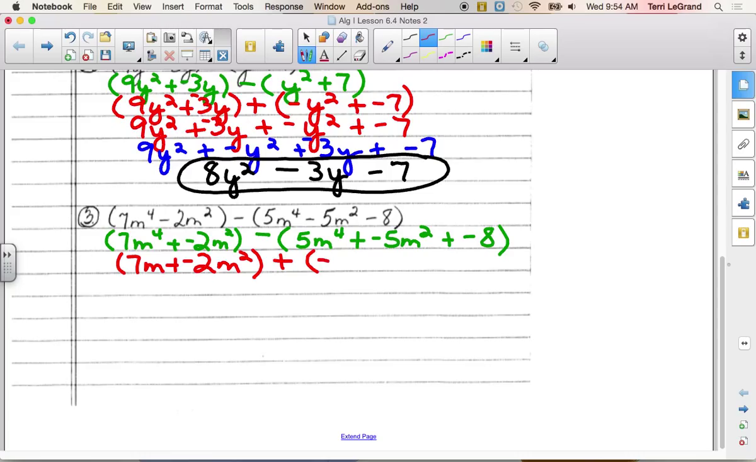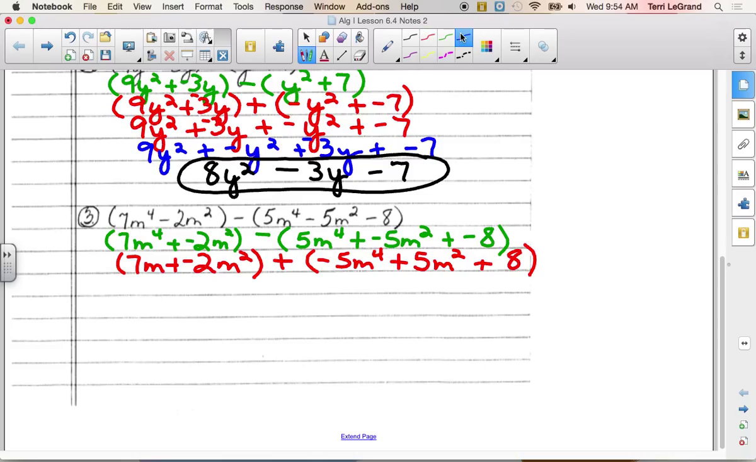So our polynomial now, every one of those is going to change to its opposite. So we're going to have a negative 5m to the 4th. Opposite of a negative 5 is a positive 5, so that's going to be a plus 5m squared. And the opposite of negative 8 is positive 8. So when you look at it, you should be able to see everything in the second polynomial is the opposite of what it was before. And now we're ready to ditch those parentheses and rearrange. Let's do all that in one step.